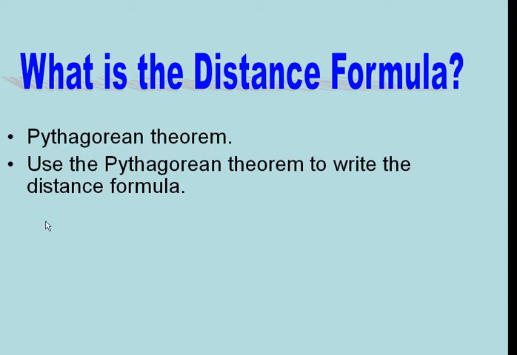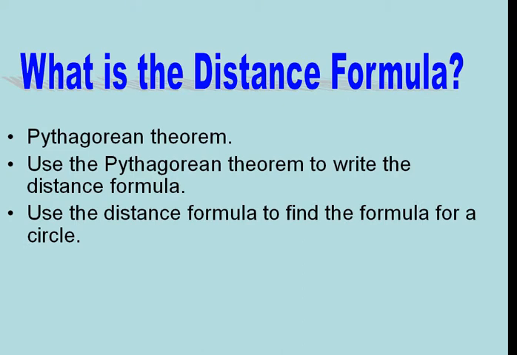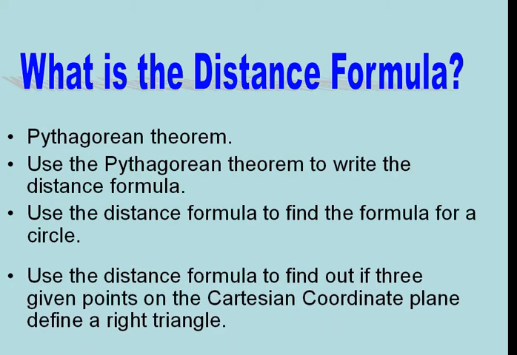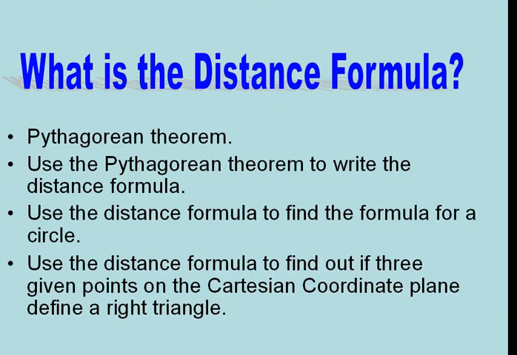We'll begin with the Pythagorean theorem. We'll use the Pythagorean theorem to write the distance formula. We'll use the distance formula to find the formula for a circle, and we'll use it as well to find out if three given points on the Cartesian coordinate plane define a right triangle.